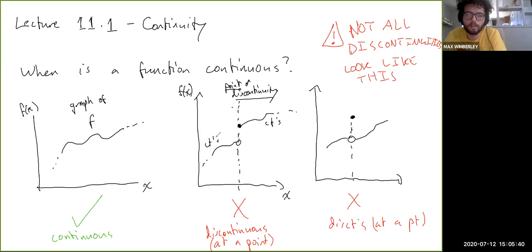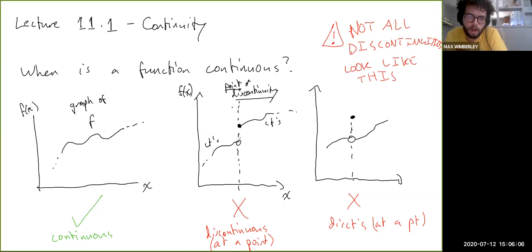Right, but let's think about what we can take away from these examples. How can we formalize the idea that the value does not jump around, or that we don't have to lift our pencil from the paper as we're drawing the graph? How can we actually put that into words and symbols in a way that we can work with rigorously, without any ambiguity about what it means?